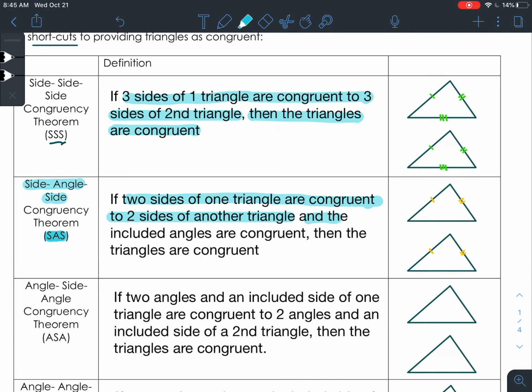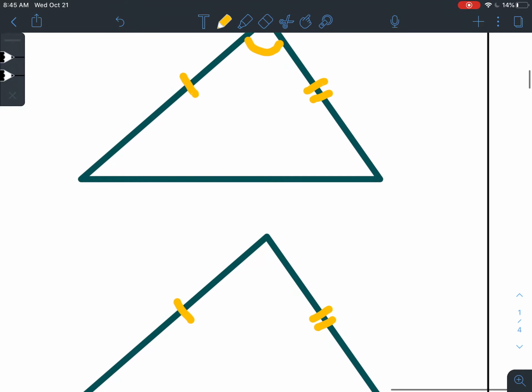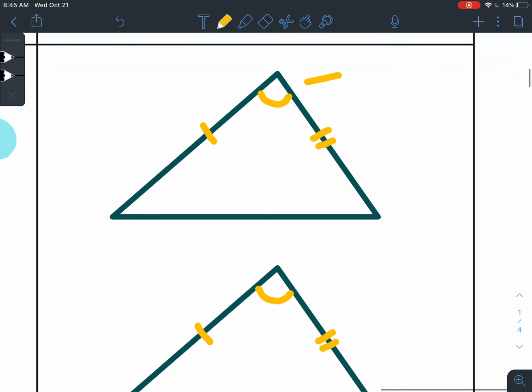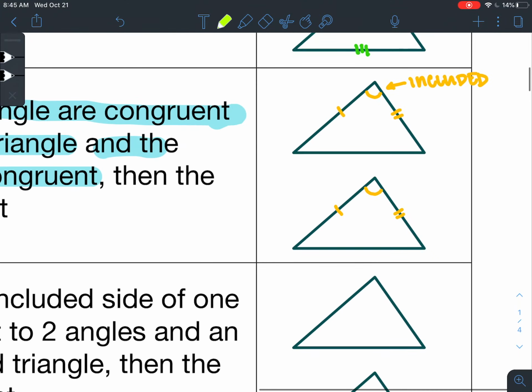And then it says, and the included angles are congruent. So this is the new part here, this idea of an included angle. What an included angle is, is the angle that's in between those 2 sides. So I would have to prove that this angle is congruent to this angle. That's the included angle, so this angle is included in between those 2 sides. We could not prove that this angle is congruent to this angle because those angles are not in between those 2 sides. It has to be the included angle.